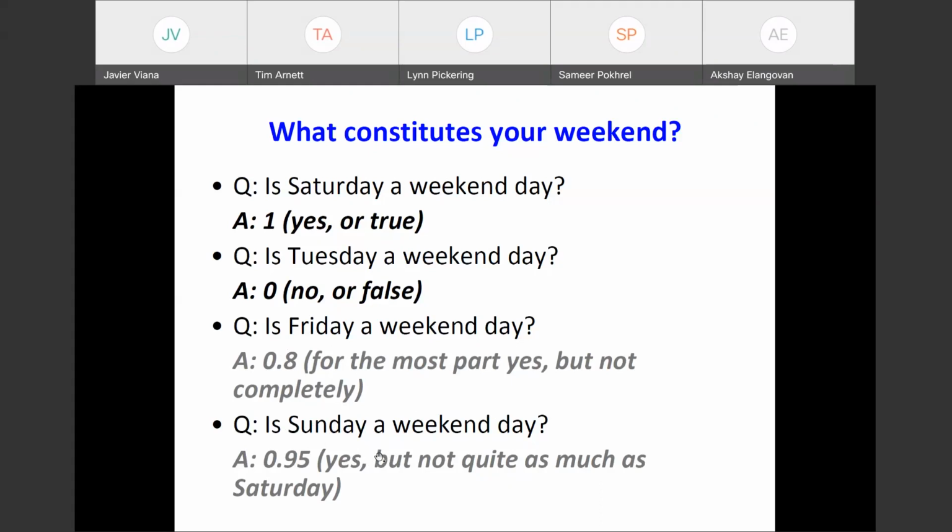And so it's still a weekend day, but not as much. It's not as clear cut as Saturday is. And so obviously binary logic, just one or zero or yes or no, doesn't fully encapsulate that information. And so fuzzy allows us to extend that and give different values for the truth of that statement.